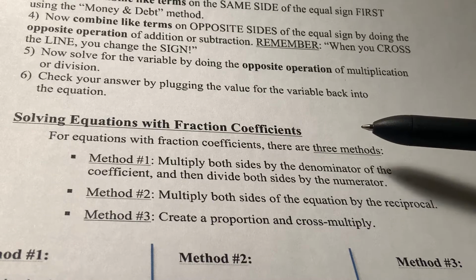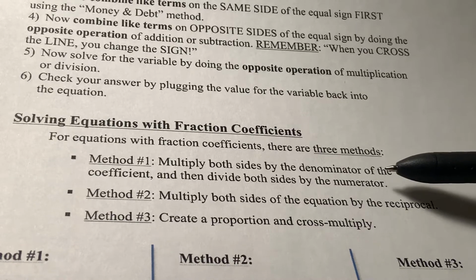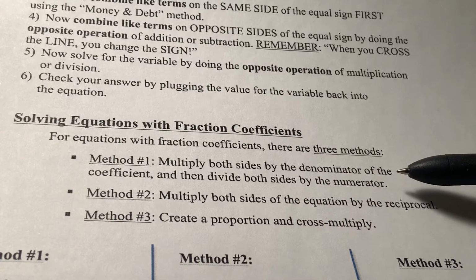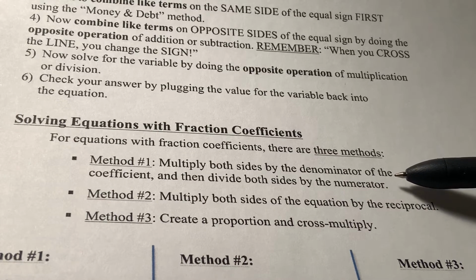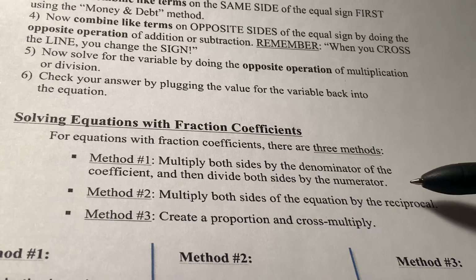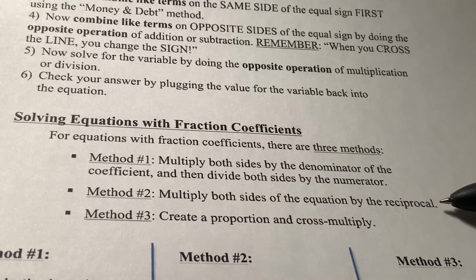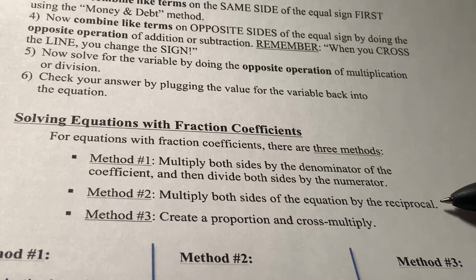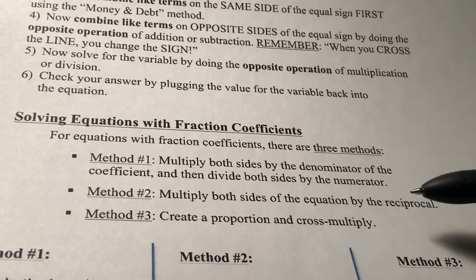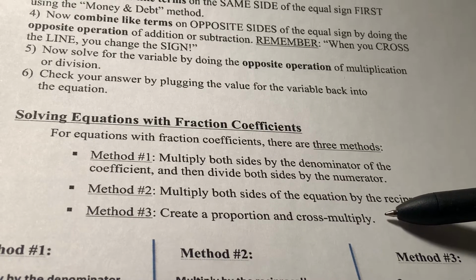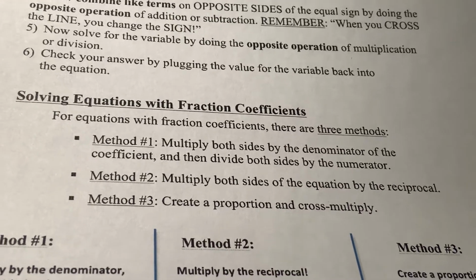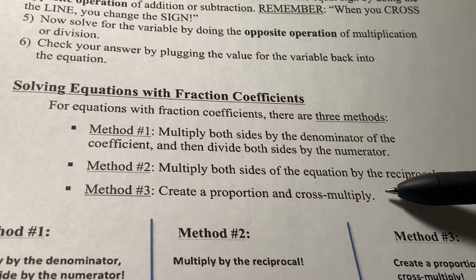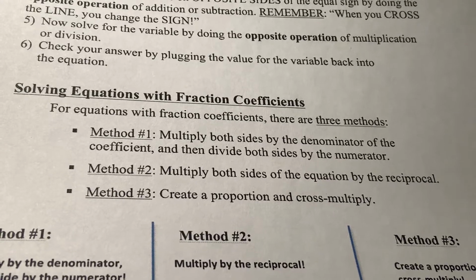For equations with fraction coefficients, there are 3 methods. Method 1, multiply both sides by the denominator of the coefficient and then divide both sides by the numerator. Method 2, multiply both sides of the equation by the reciprocal. I'm going to explain later what that word means. Method 3, create a proportion and cross multiply. So those are 3 methods that we're going to look at, okay? Let's take a look at them right now.